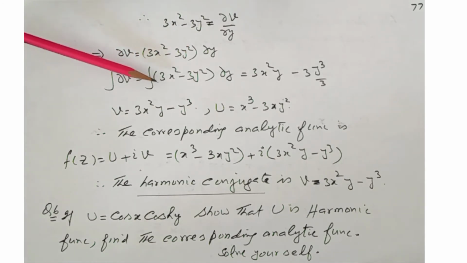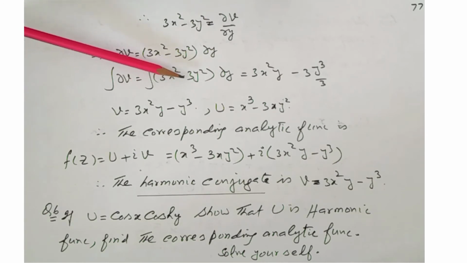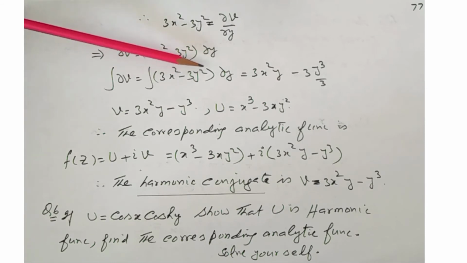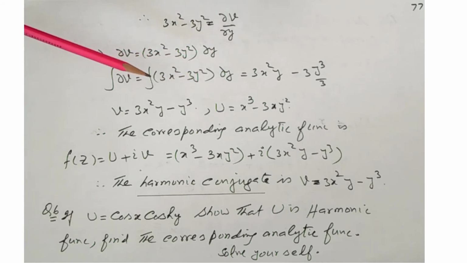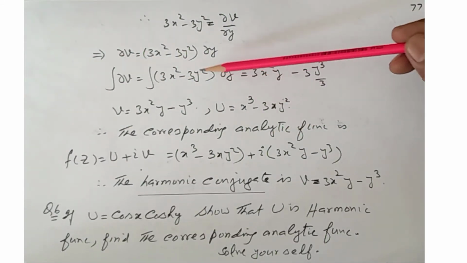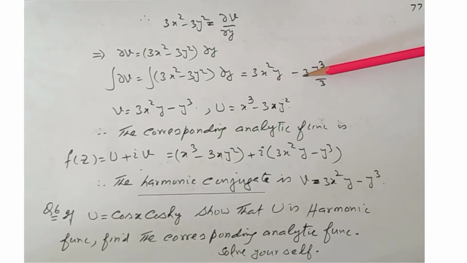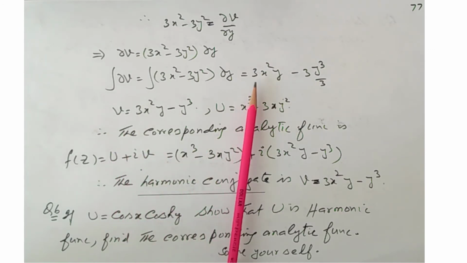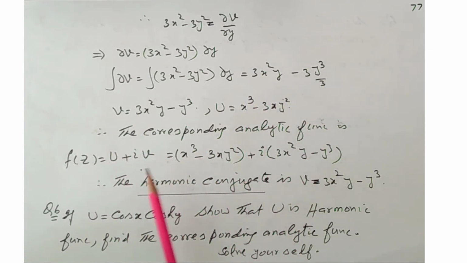Again integrating both sides, the integral of partial v becomes v, and the integral of 3x square becomes 3x cube over 3, and this becomes 3xy square, where we differentiate with respect to y, so its integral becomes 3x square y. And the integral of 3y square is 3y cube over 3. So by cancelling these 3, we get v equal to 3x square y minus y cube.